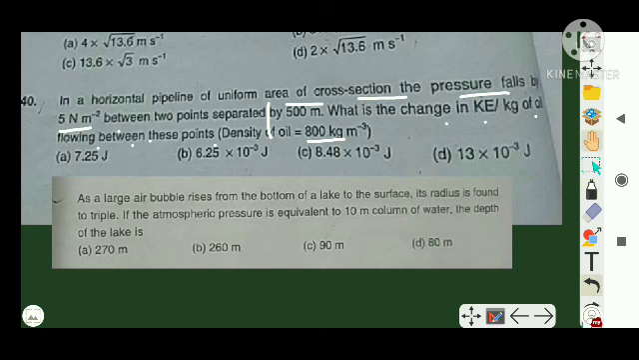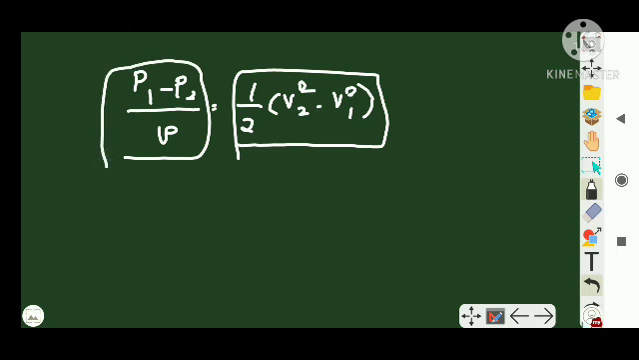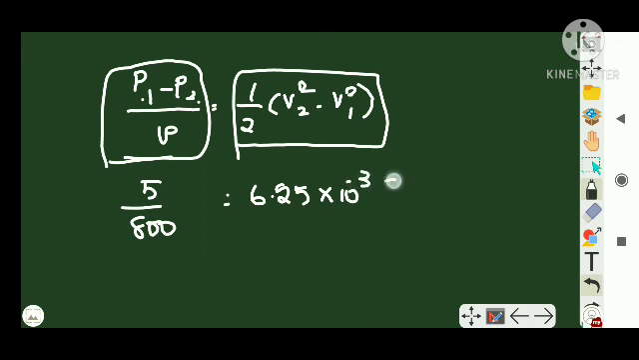So it is a pipe section, right? So definitely you have to think about Bernoulli's theorem. It is a horizontal pipe, so you can neglect the height term. So from Bernoulli's theorem, between sections 1 and 2, you can write p1 minus p2 divided by rho is equal to half v2 squared minus v1 squared. You can generate this from Bernoulli's theorem, right? So this is actually your kinetic energy per kilogram, and this is the value you are supposed to find, that is p1 minus p2 by rho, that is 5 divided by 800, that will be 6.25 into 10 to the power minus 3 joule per kilogram.